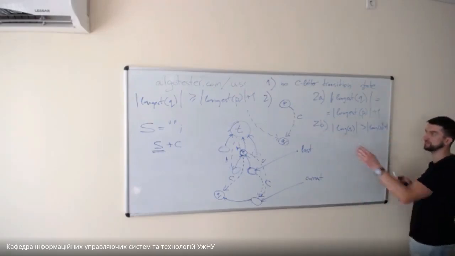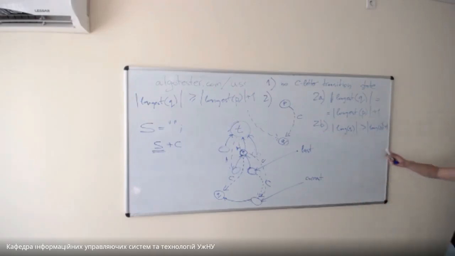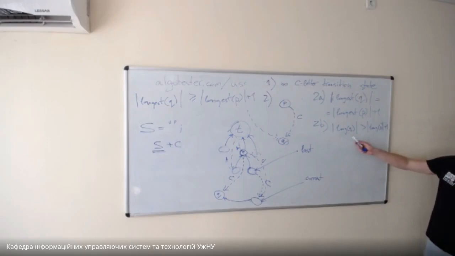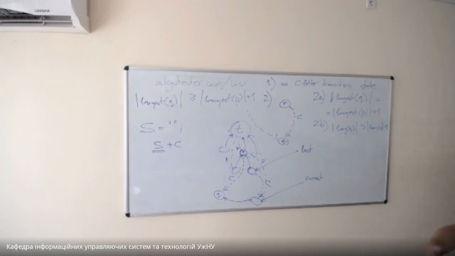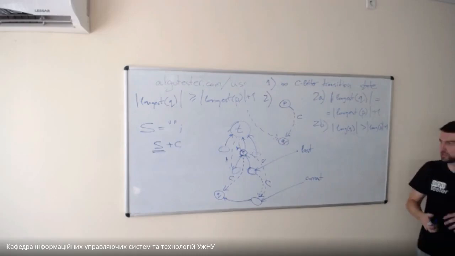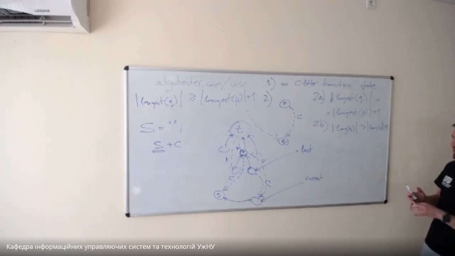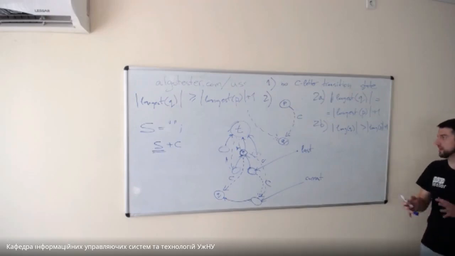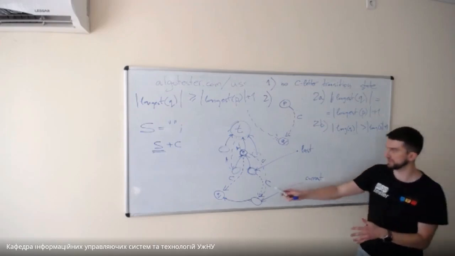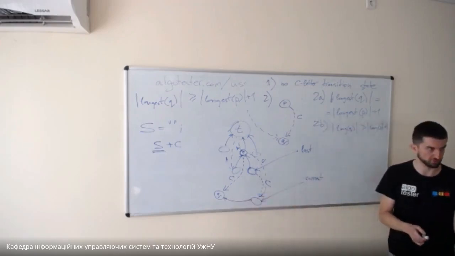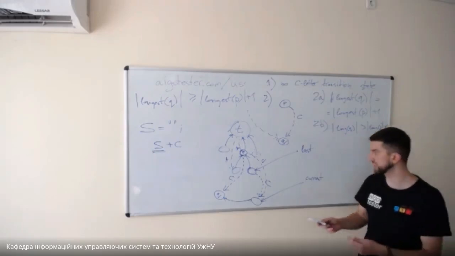However, we have the case 2b, where state Q has its longest representative too long. We need it shorter. So in this case, we have no other option than to split state Q into two states, into two vertices. So let's do it.